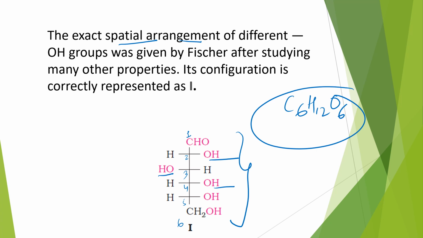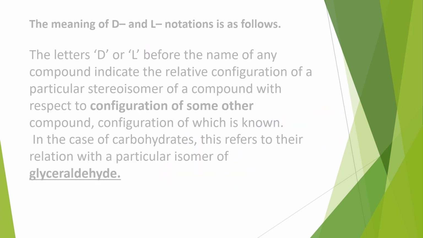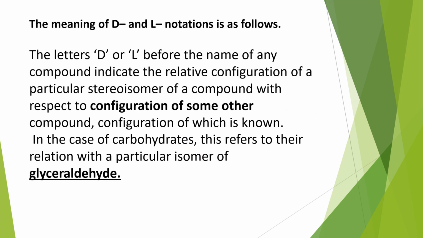Now, what is the meaning of D and L configuration? We will revise it once again. The letters D or L before the name of any compound indicate the relative configuration of a particular stereoisomer of a compound with respect to the configuration of some other compound, the configuration of which is known. In the case of carbohydrates, this refers to their relation with a particular isomer of glyceraldehyde.